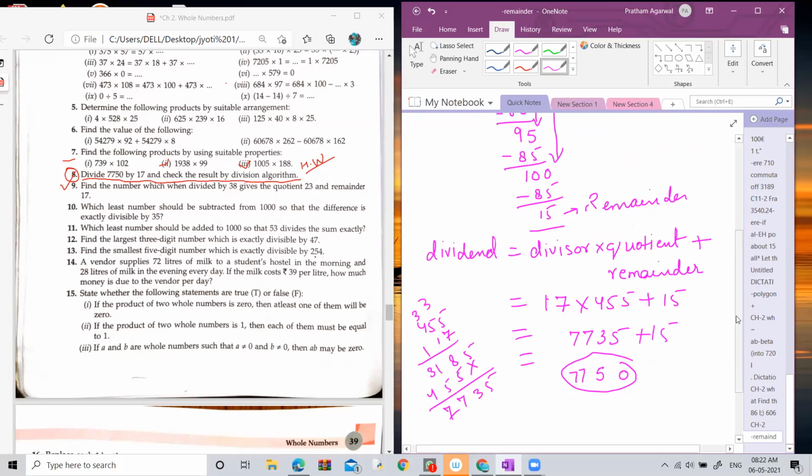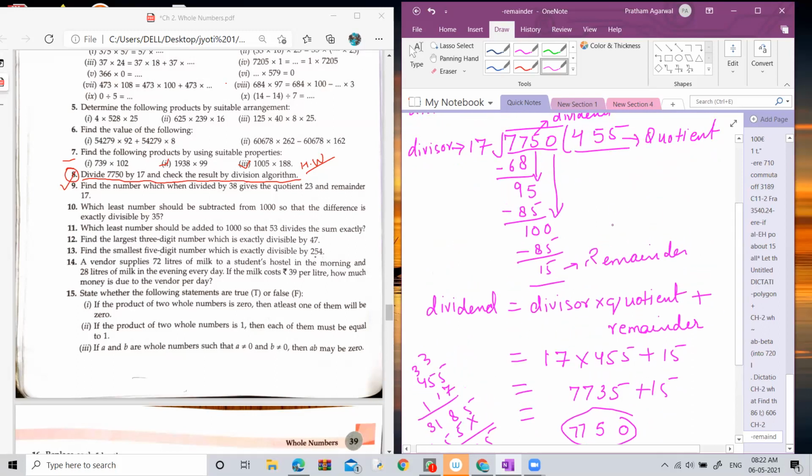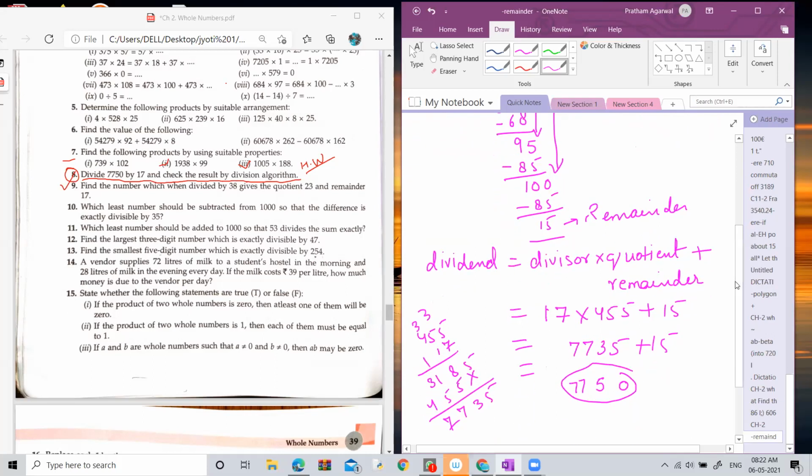It means whatever calculation you have done here in the long division, it is correct. So in this way, you can check your answer. I hope it is clear.